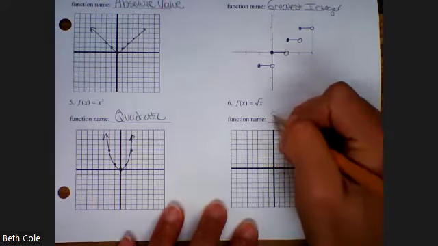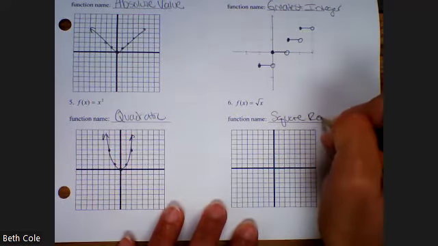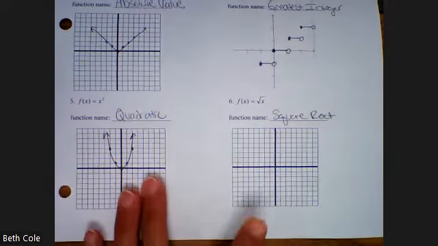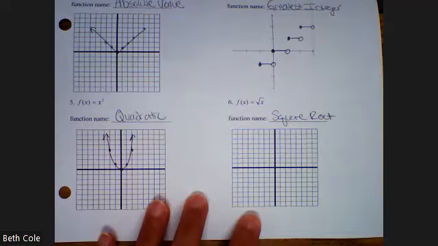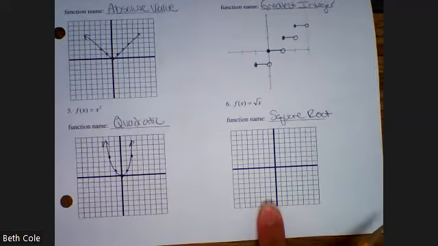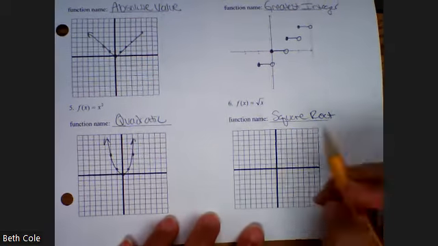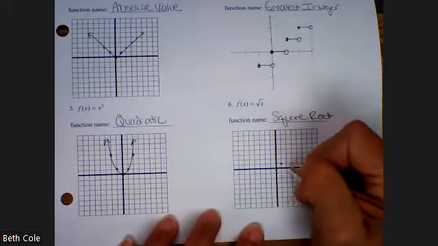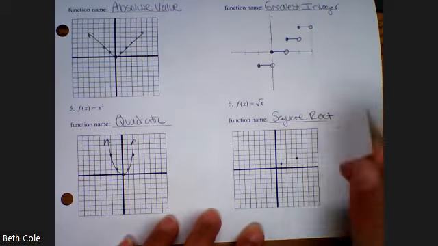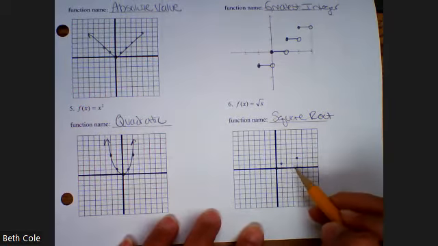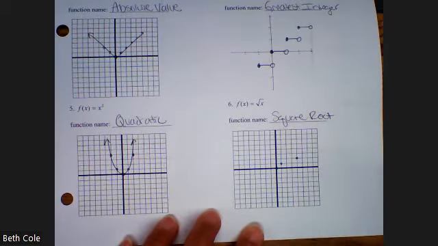Yeah, don't overthink it, guys. Square root. So the quadratic and the square root are inverses of each other. You're just going to take the parabola and turn it on its side. The only thing is you only get the top half of it. So these are your points: 0, 0, 1, 1, and then instead of 2, 4, it's 4, 2.